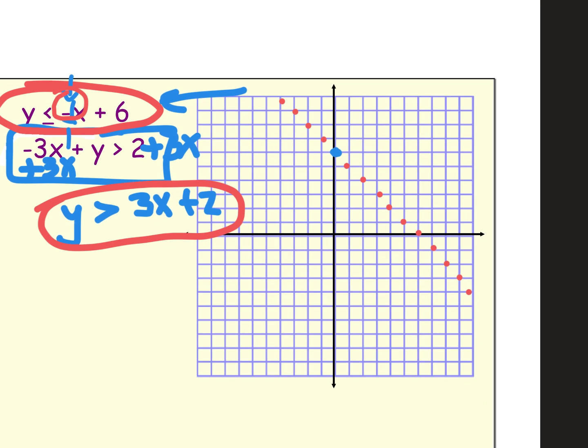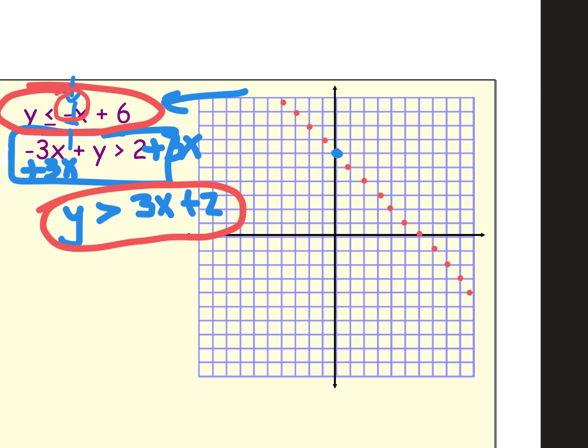Now, solid or dotted line? Lila? Solid. Zariah, shaded above or below it? Yep.